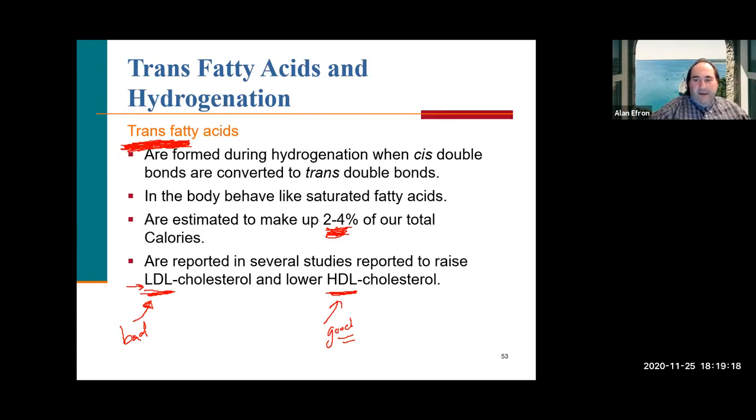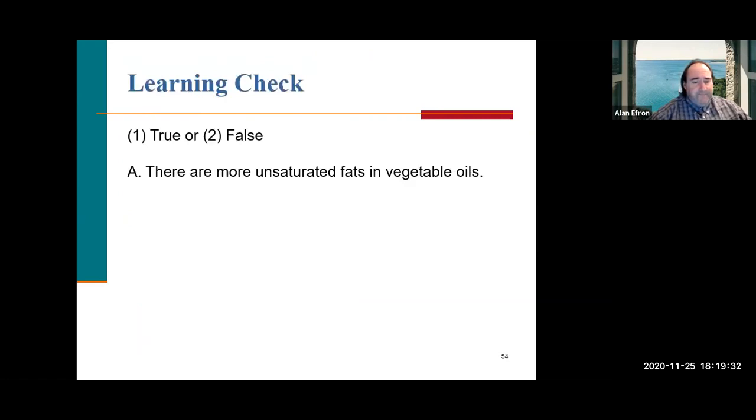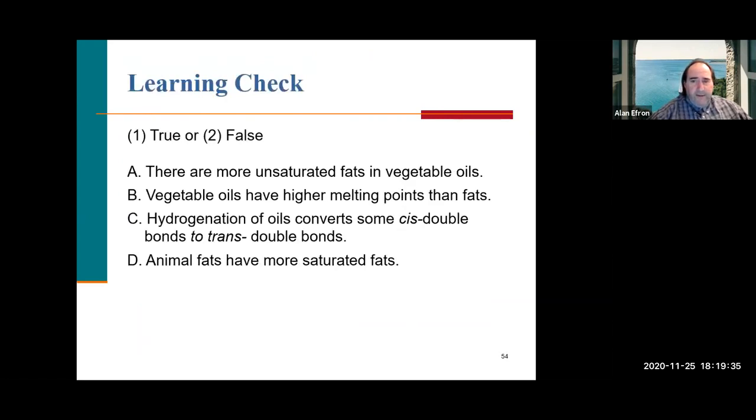A lot of places now, I don't think even use it anymore. Like I said, maybe 5 or even longer by now, 8 years ago, there was a big push to eliminate the use of trans fatty acids in a lot of places. All right, so some of these true and false ones here.